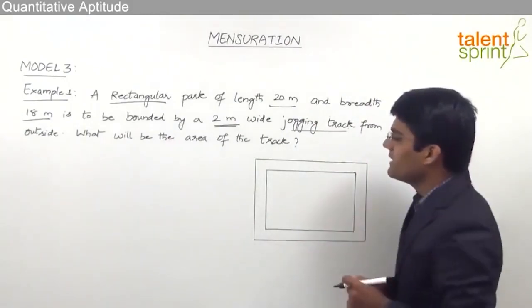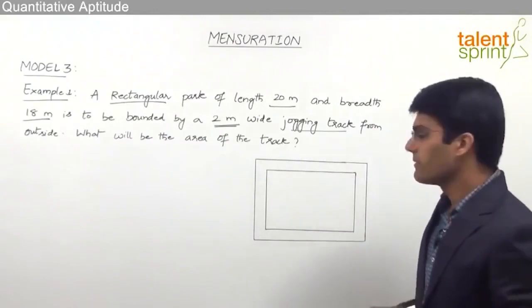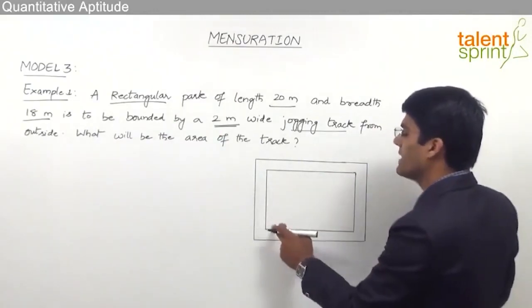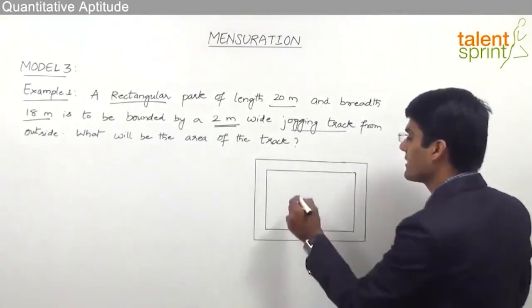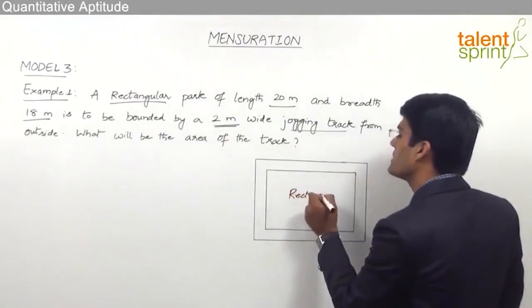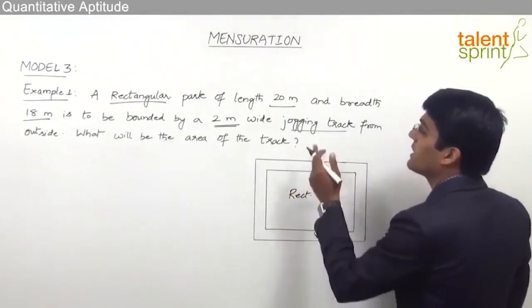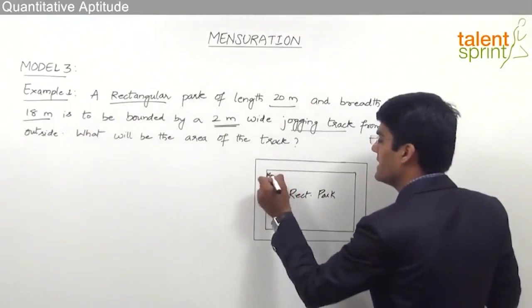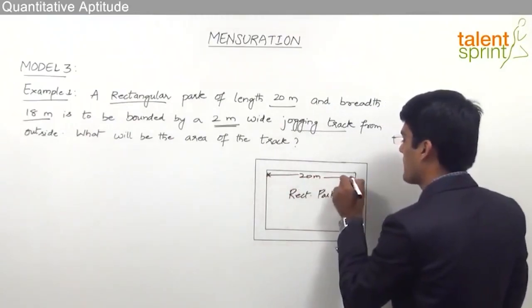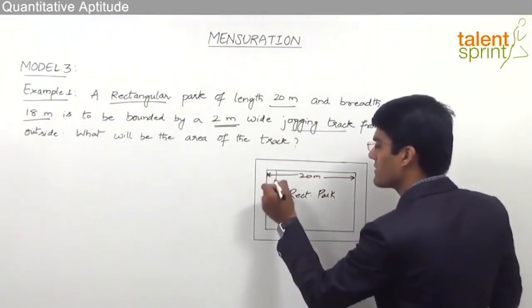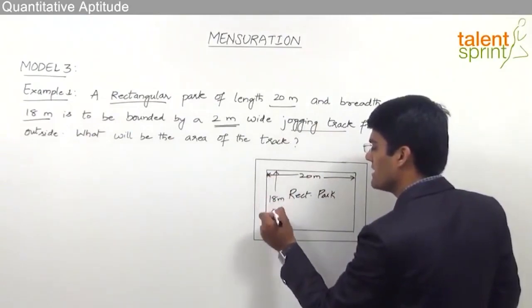Now, as you can see, this is how the shape would look like. For example, the inner rectangle that we see here is the actual rectangular park. This is the rectangular park which the question is talking about. So the given length here is 20 meters. So this length is 20 meters and the breadth here is equal to 18 meters.